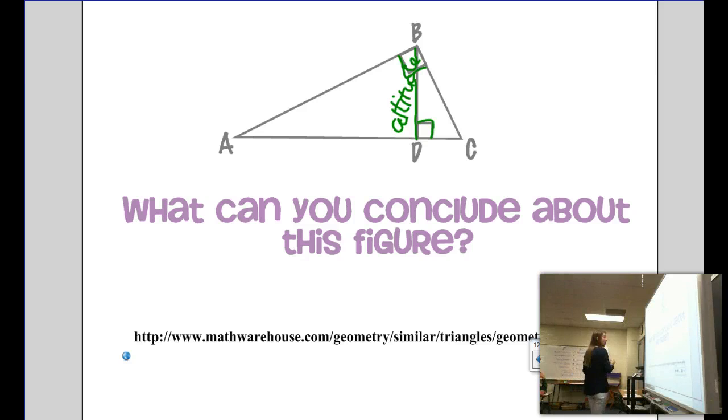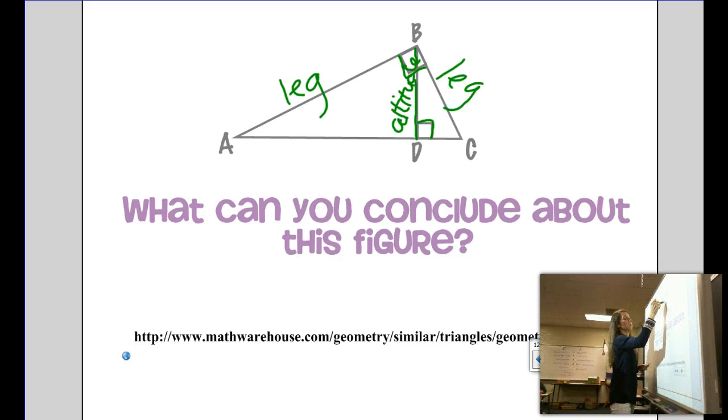All right. In the big triangle, Dimitri, what is AB called? Leg. Yes, very good. BA is the leg. Kendall, what's the other leg of the large triangle? BC. And Lewis M., what is AC called in the big triangle? Hypotenuse. Very good.